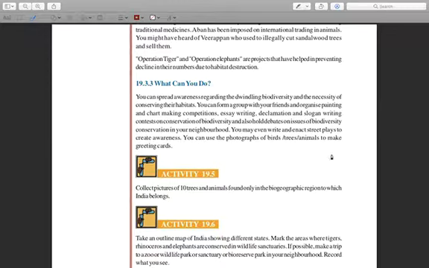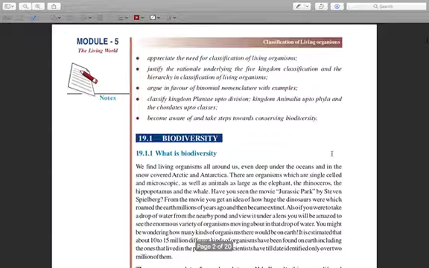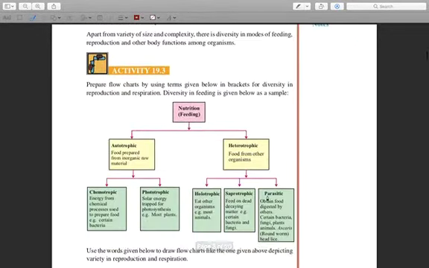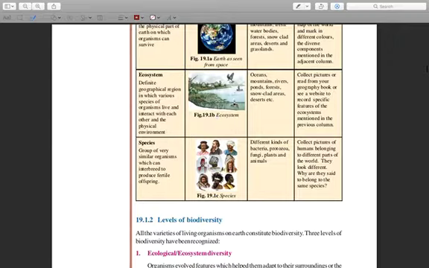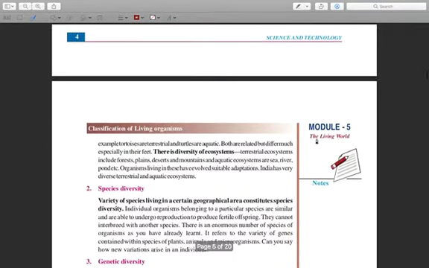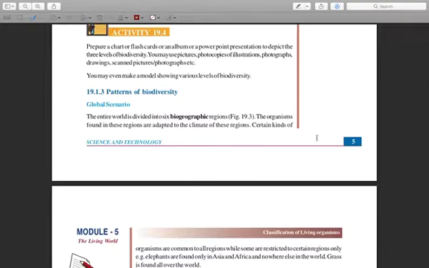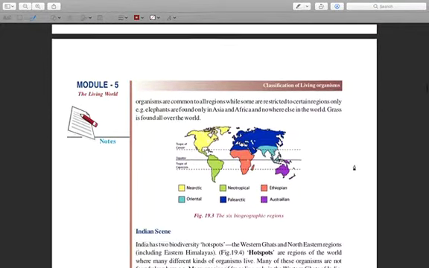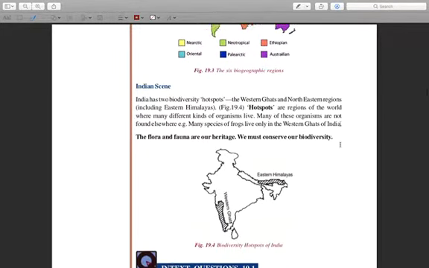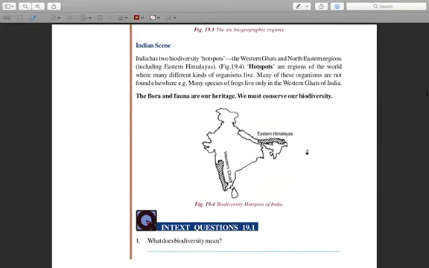Alhamdulillah, we have completed this lesson. So once again, I'll do a recap of it. We first saw biodiversity and explained what biodiversity is. Then we went on to see the biosphere, ecosystem, and species. We gave the definitions. Then we saw the levels of biodiversity: ecological biodiversity, species diversity, and genetic diversity. Then we went to patterns of biodiversity. We saw the global scenario. We saw the 6 different biogeographic regions, and the Indian scene, with two hotspots, the Eastern Himalayas and the Western Ghats.